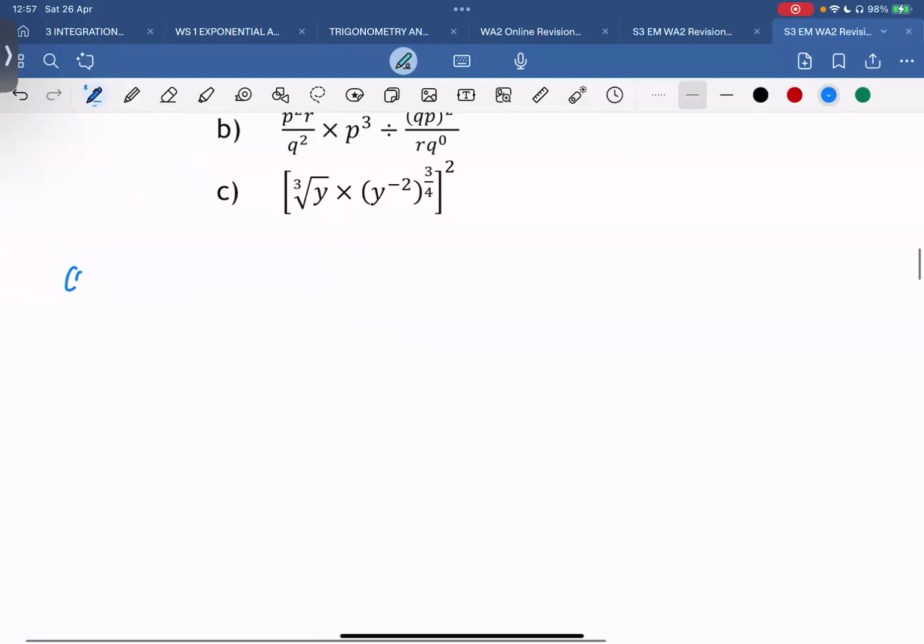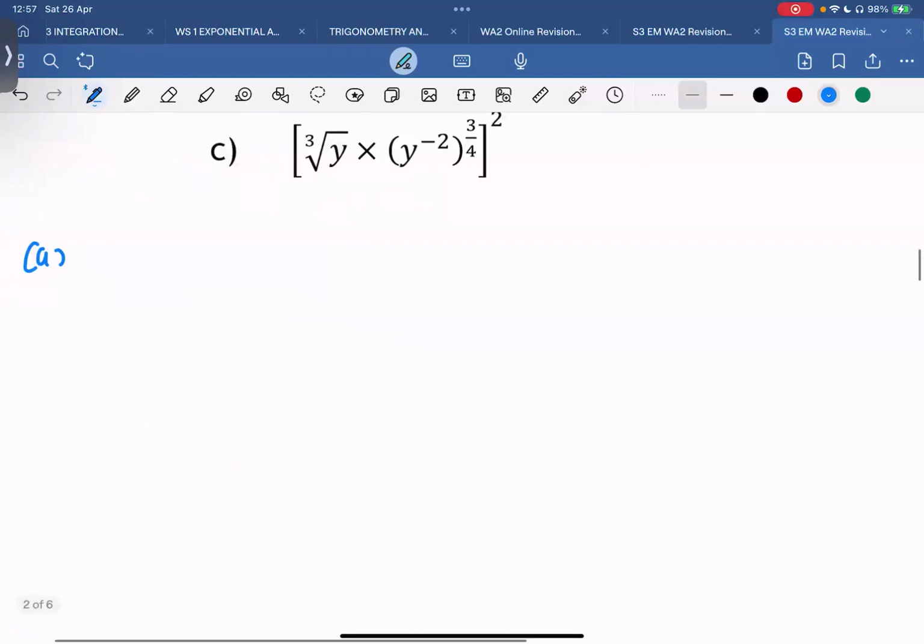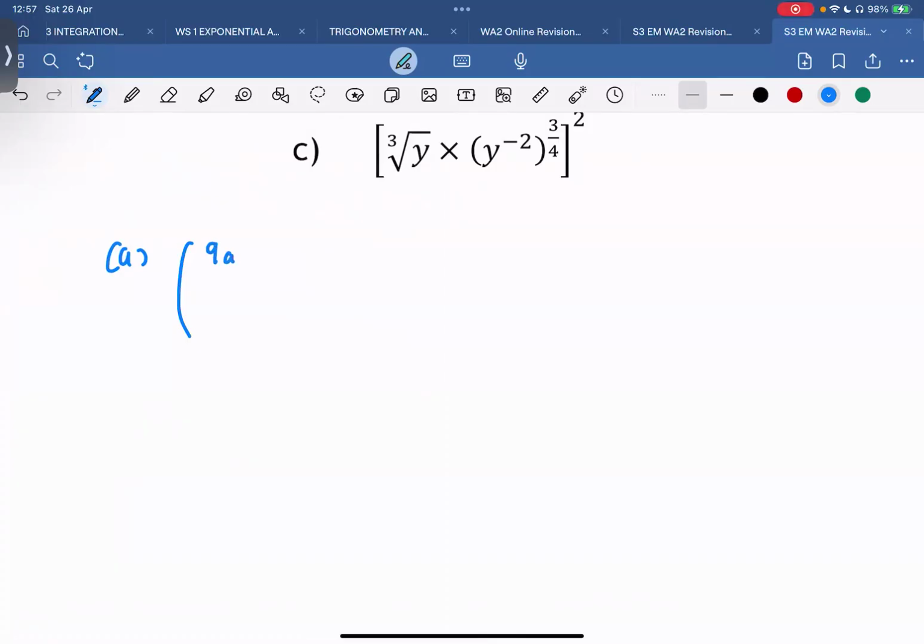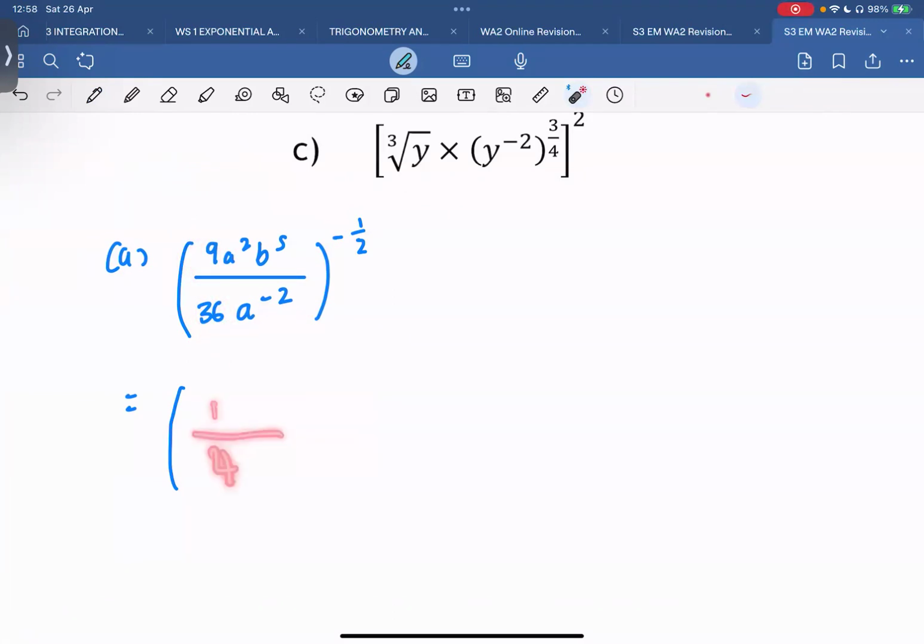Okay, question 2. We have 9a squared b to the power of 5 over 36 a to the power of -2, whole thing to the power -12. So what I'll do first is to simplify within the brackets. Okay, so 9 and 36 will simplify into 1 over 4. Right? A squared and a to the power of -2 will simplify into a to the power of 4 because 2 minus -2 will give us 4. And then b to the power of 5 has nothing to simplify with, so we'll just leave it.